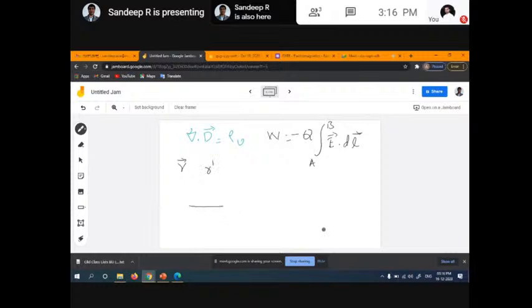So let me try to show you visually. I have this, say x, y, and z. What I'm trying to say is, I want to determine the potential at r. Say this is vector r. This is the point of interest, and the point charge q is at r prime.